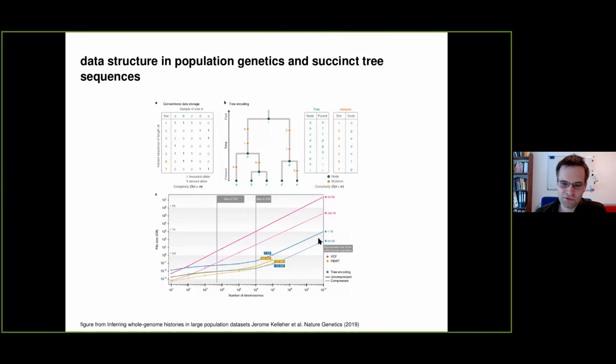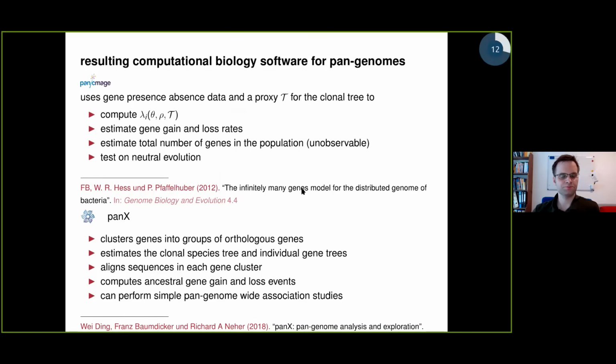So for example, if you would like to encode the complete human population, you can do so in this tree sequence format in below 1 terabyte of data if you compress it even more. So this is an amazing improvement, and also the simulation speed is really improved much.